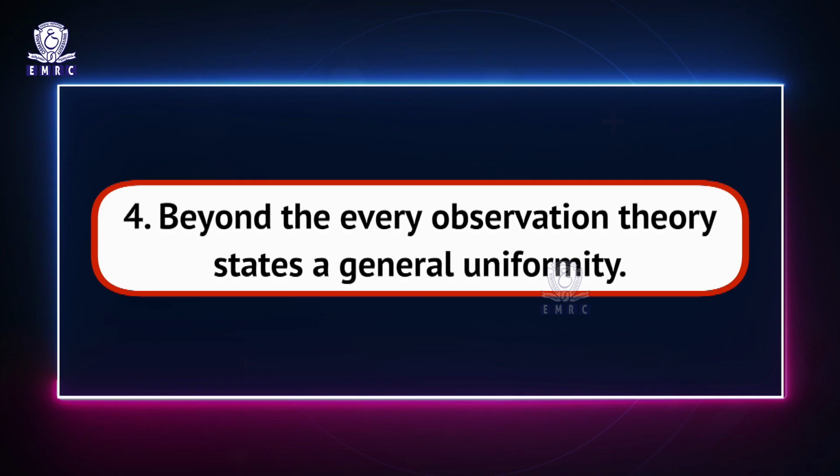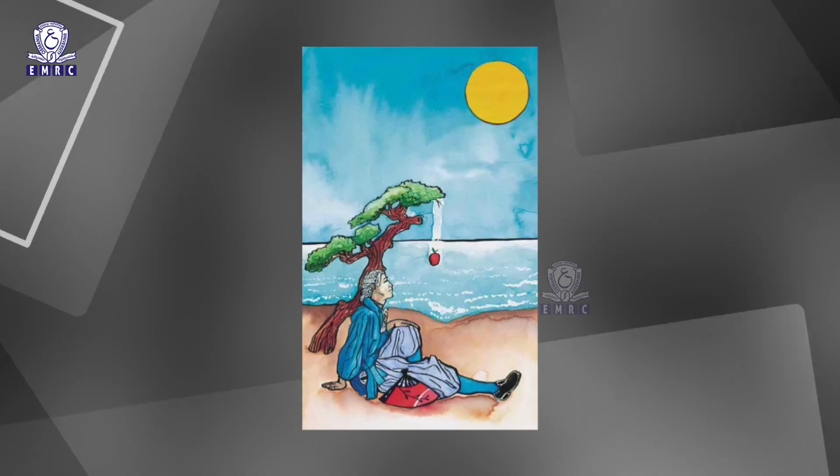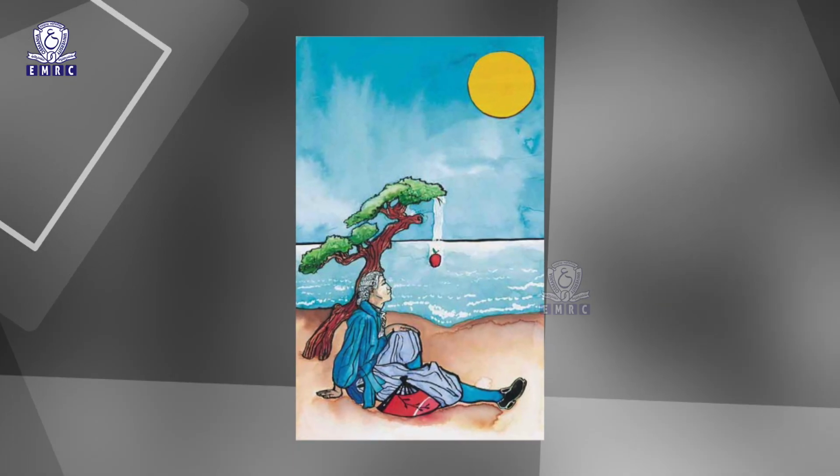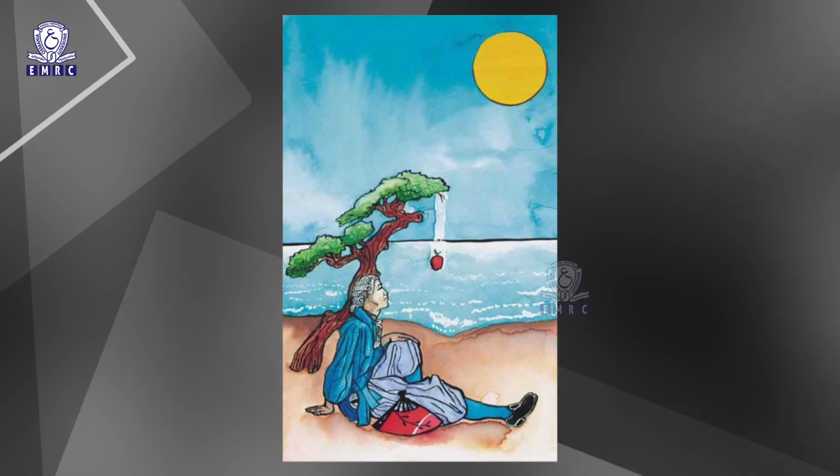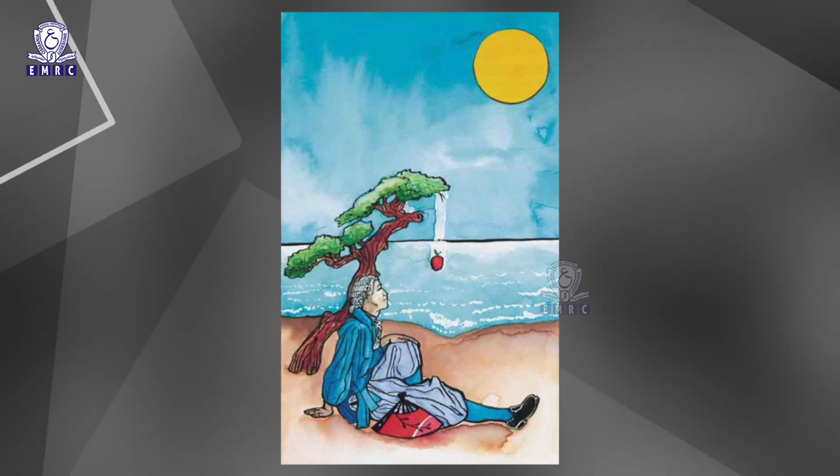4. Beyond every observation, theory states a general uniformity. A person sitting under an apple tree observes an apple falling on the ground, but beyond this observation, there is the general law of gravitation. This is referred to as uniformity.